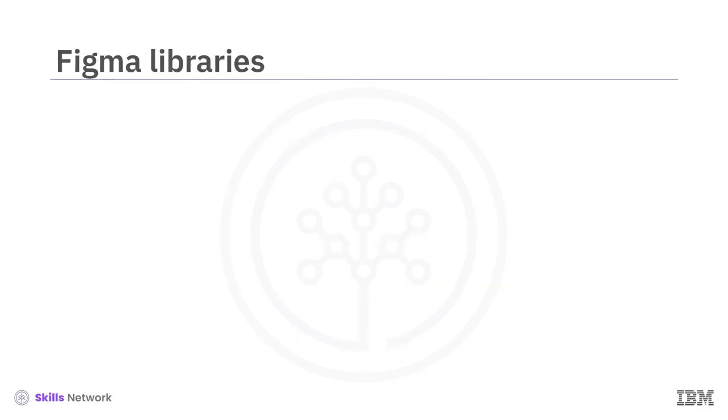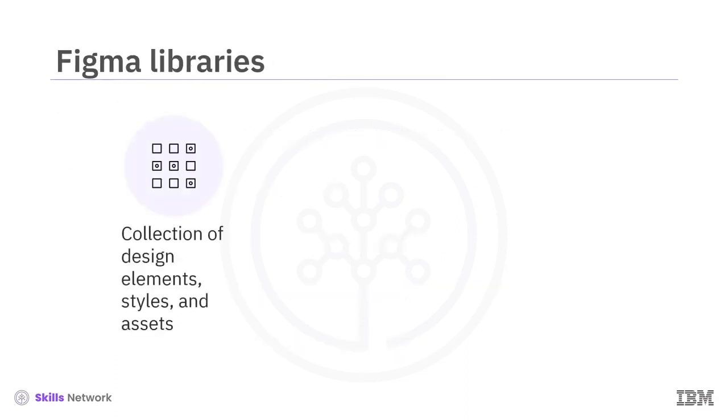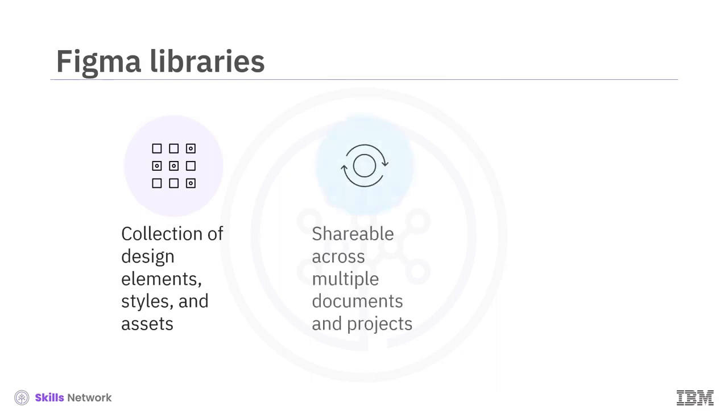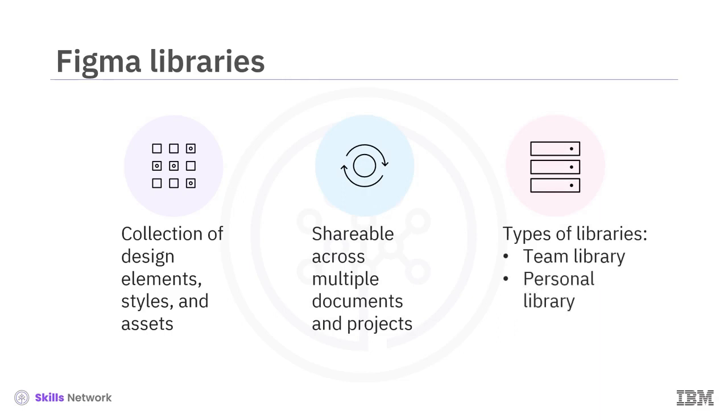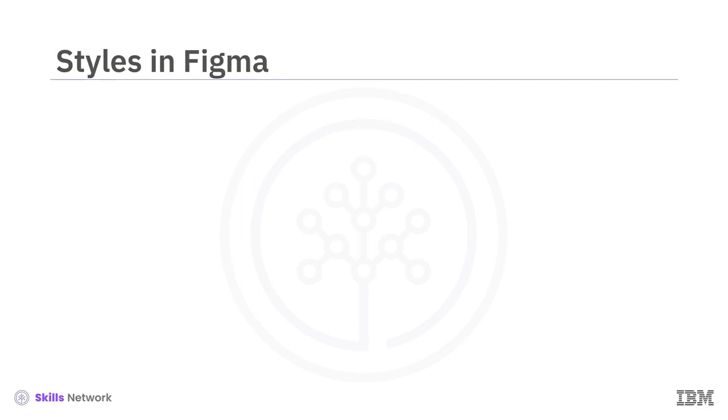Let's learn about Figma libraries now. Figma libraries are collections of design elements, styles, and assets that developers can use across multiple documents and projects. There are 3 types of libraries in Figma: Team Library, Personal Library, and Public Library. Let's go through styles now.